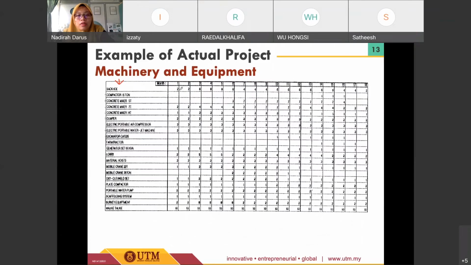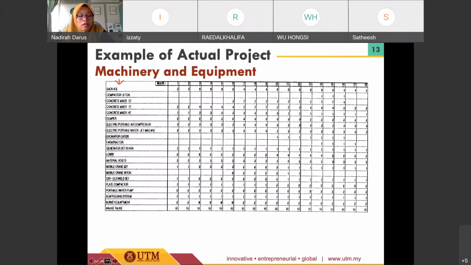And we need to allocate each of the periods with the number of machinery that we need at this specific period. For example, for the first month, so basically on a monthly basis, we require 2 units of backhoe and 2 units of concrete mixer and so on. By having all of this summary, all of this data for the machinery and equipment, it is easier for the respective parties to monitor and control any potential problems related to the machinery and equipment scheduling.